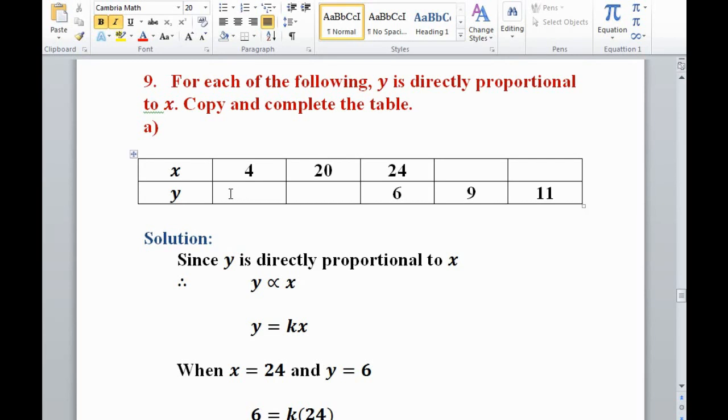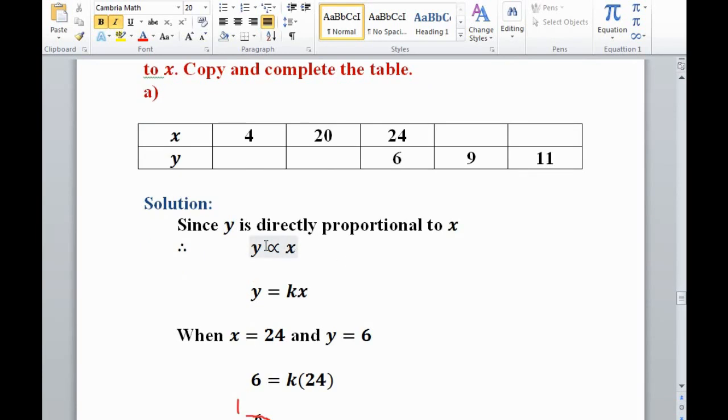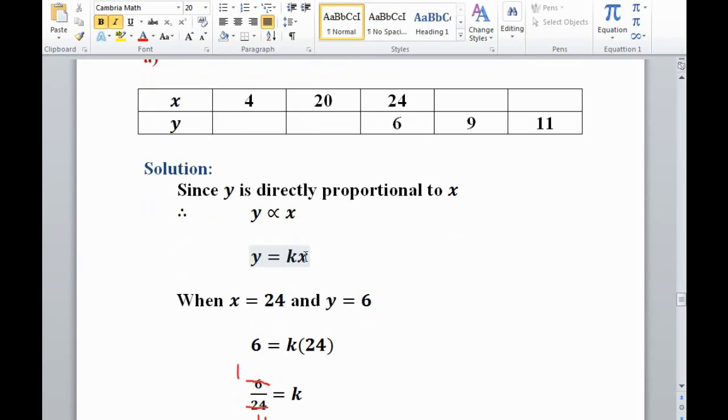Okay, to find the values of y and x for this table, we have been given in the statement of the question that y is directly proportional to x. So this statement can be written as y is proportional to x. And when we remove the sign of proportionality, we place a constant k. Then this equation becomes y equals kx.